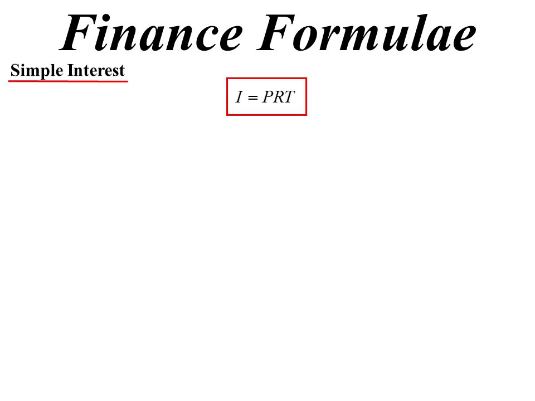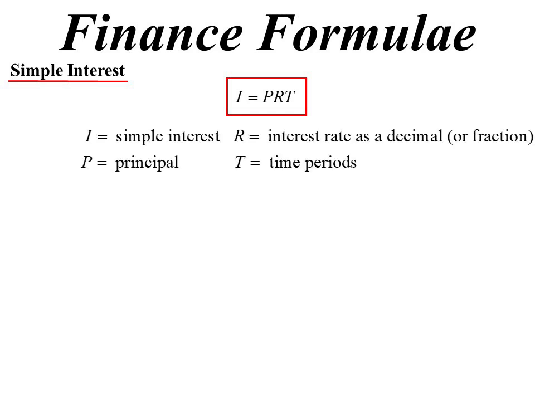And the very first basic finance formula you ever would have seen probably is simple interest, which of course is illegal to use, but we always teach it to you anyway. The simple interest when it comes to finance, I write as PRT. There's different ways of writing it. I is the simple interest, P is the principal, capital R is the interest rate as a decimal, or it could be a fraction I suppose if you wanted to, and T is whatever the time periods are.